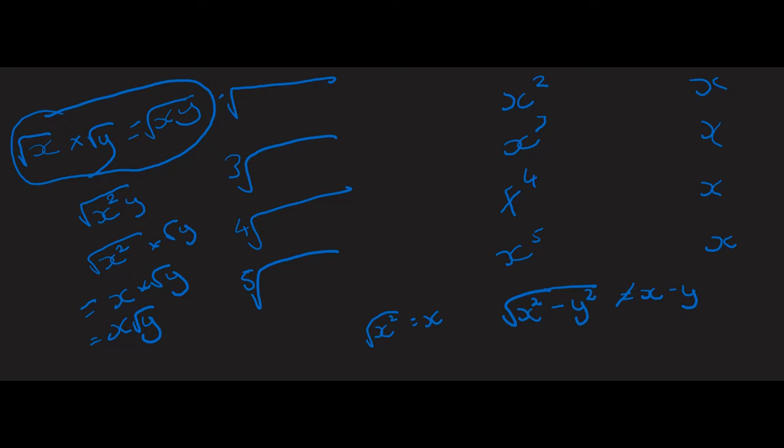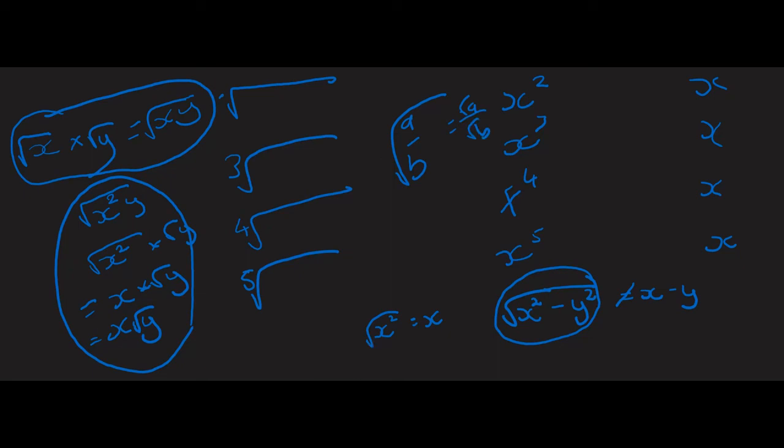So if you have an addition or a subtraction like this, you can't just take away all the roots. It has to be multiplication to be able to do something like this over here. And a division works as well. So root a over b is equal to root a over root b. Let me clear this up a bit.